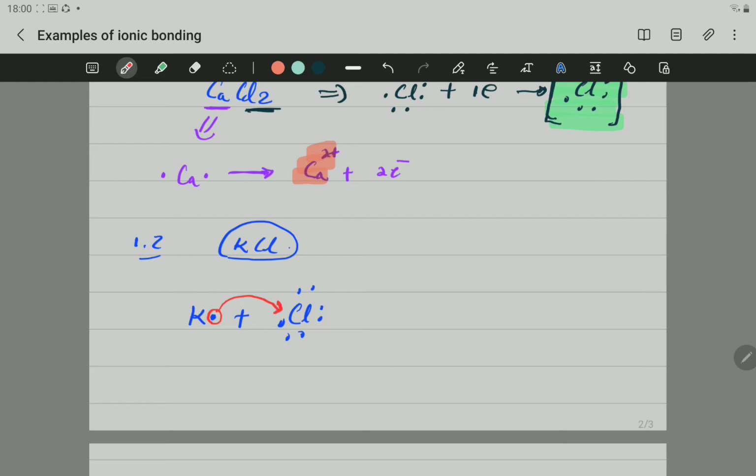Alright? So it will be transferred to chlorine. It will form the potassium positive. Chlorine will form the Cl negative. But the electron is going to be transferred to chlorine.